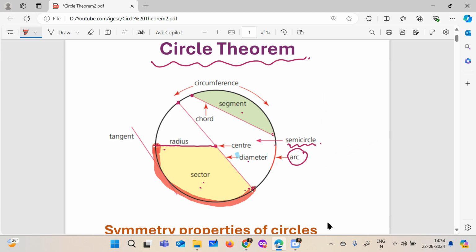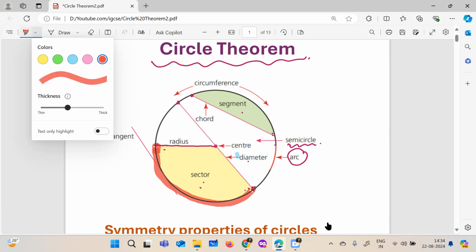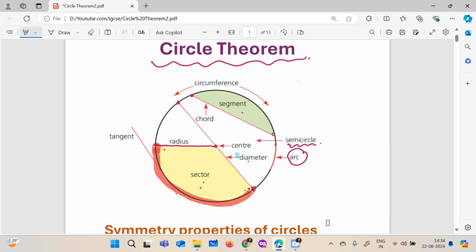Now we can find there are two arcs in this circle. See, the blue one is occupying the major part, so we call it the major arc, and the red one is occupying the smaller part, so we call it the minor arc. Is this clear to you, arc?